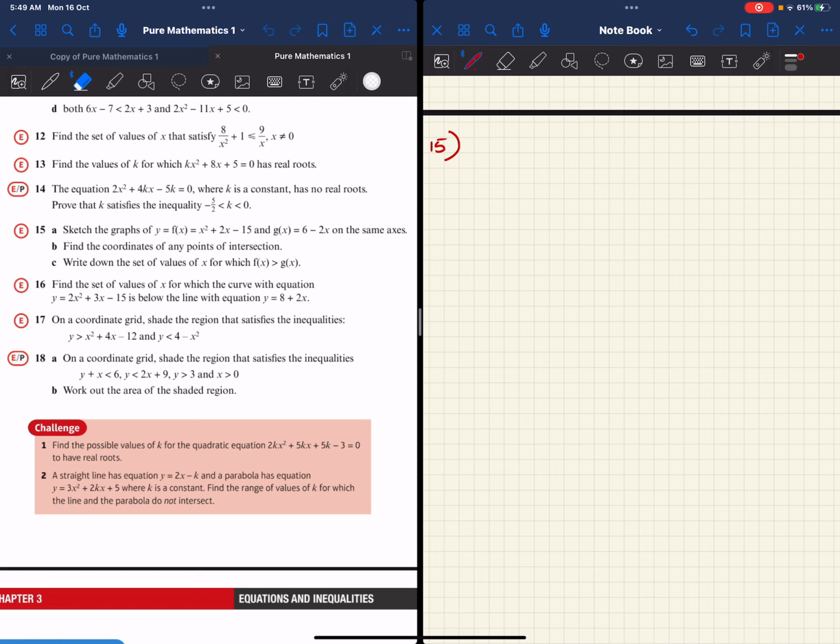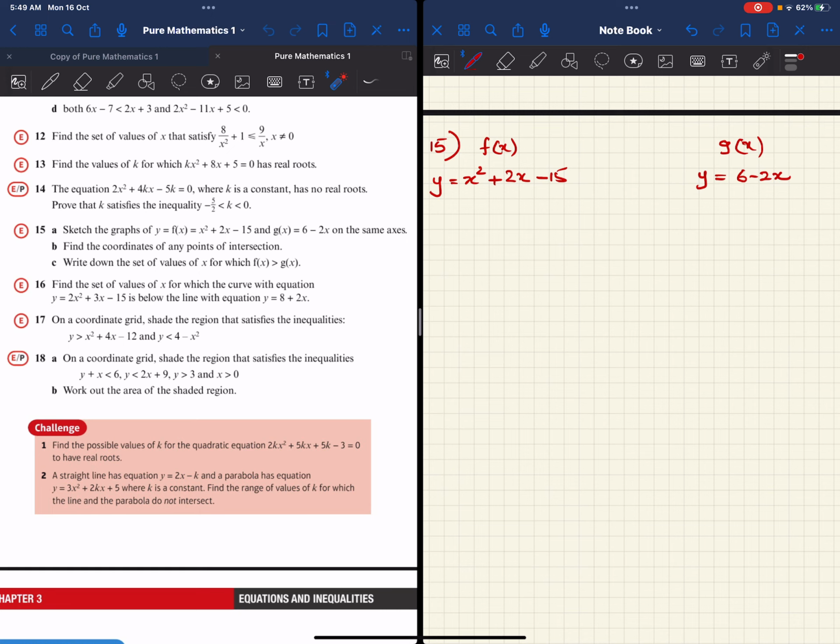Question 15 says sketch the graph of y, which is x squared plus 2x minus 15, and we have another function g of x, or y is equal to 6 minus 2x. So we have y is equal to x squared plus 2x minus 15, and this is my f of x function. And I have another function which is g of x, and that is y is equal to 6 minus 2x.